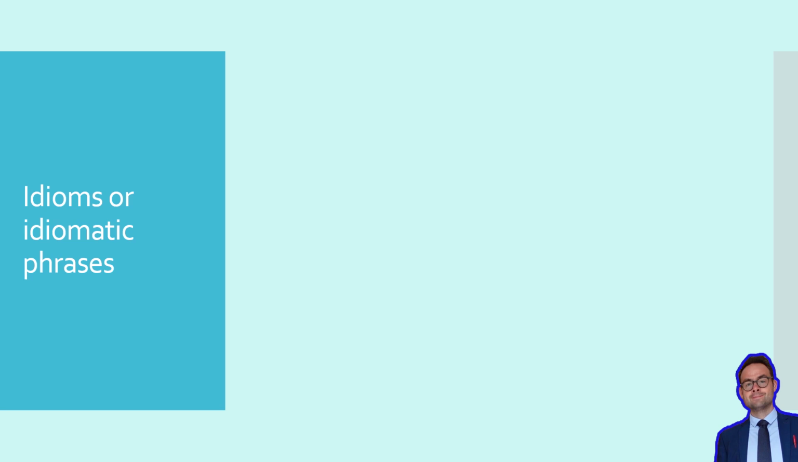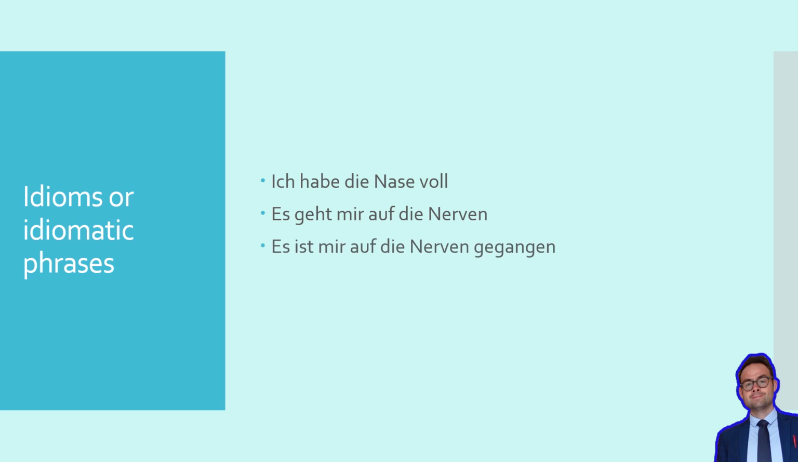Idioms or idiomatic phrases, another key one where you're thinking like a German. Ich hab die Nase voll, I've had enough. Es geht mir auf die Nerven, or in the past, es ist mir auf die Nerven gegangen. Das ist mir egal, I don't mind. So these are all kind of idiomatic expressions that we use in German.